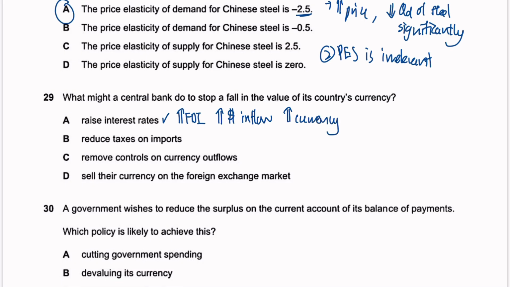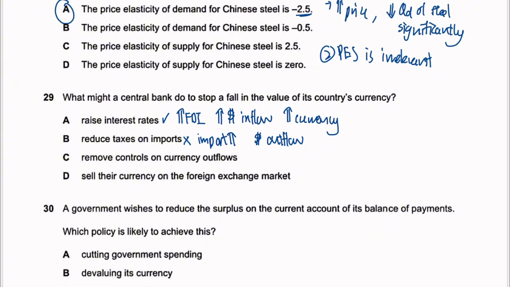Okay. B, reduce tax on imports. No. Because this will actually make your imports cheaper. If the import price is lower, your imports will actually increase. Because it's cheaper to import, import demand increases. This means that your money will leave the country, money outflow. Because when you buy imports, you need to sell off your currency, so your money flows to another country.